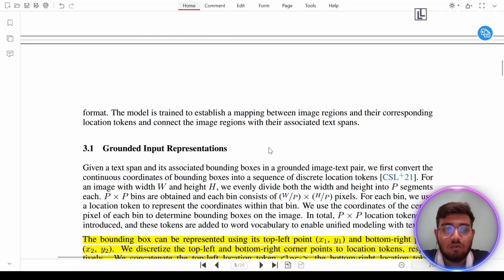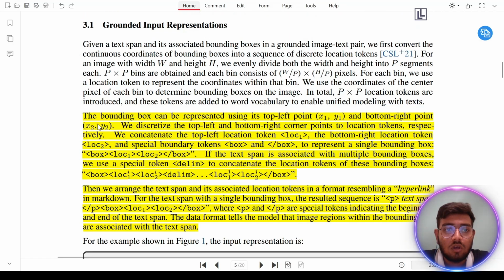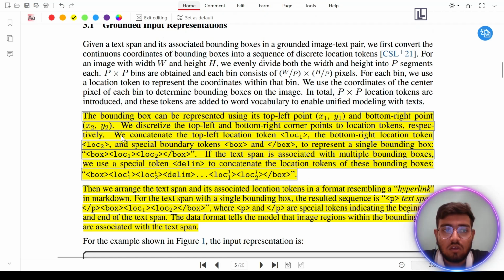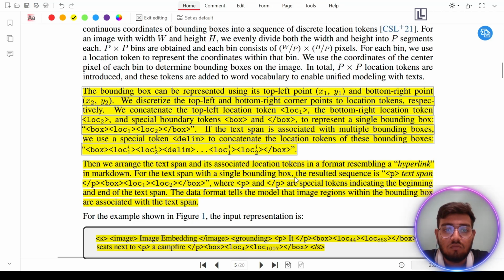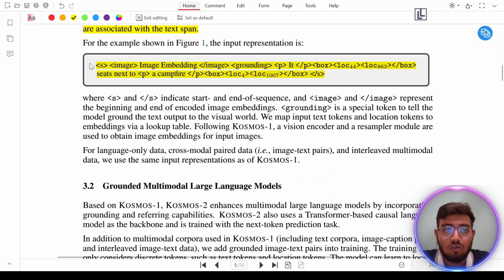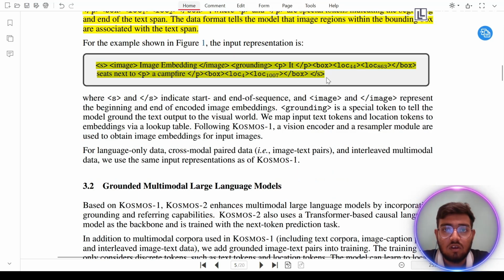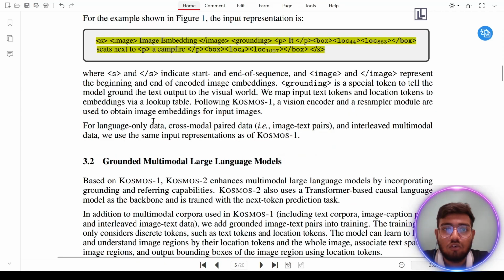So as you can see, this is the part where it talks about how the bounding boxes are represented. It's by boxes and locations, which we talked about. This is the format in which the result is provided, and it's a markdown format.